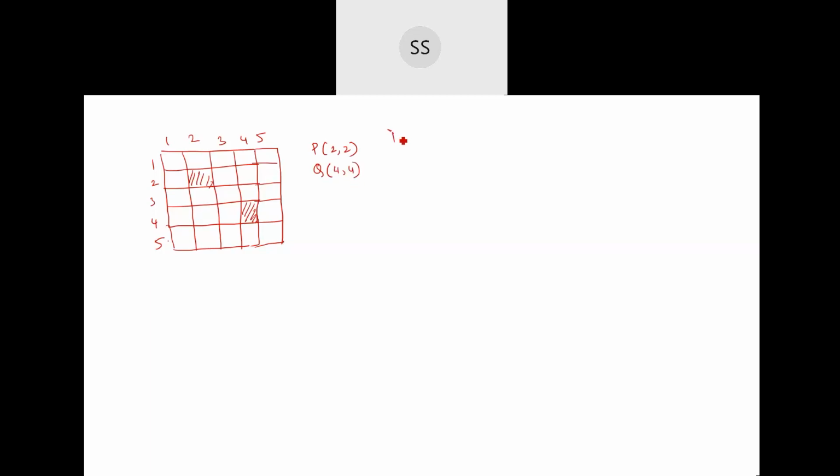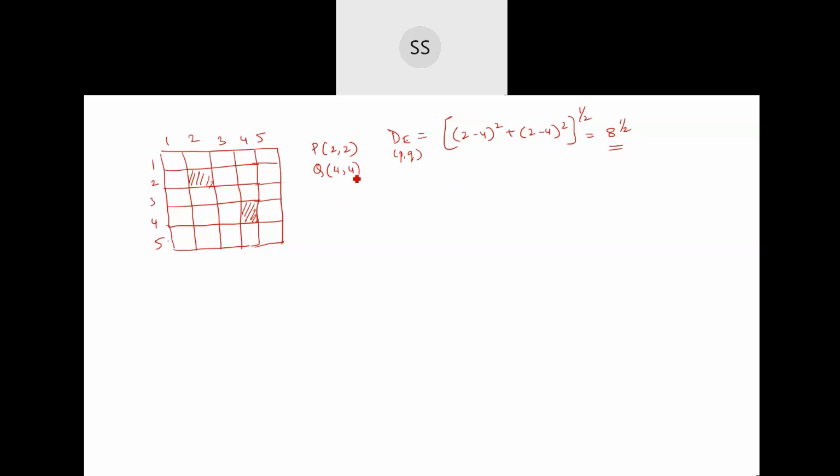Now if I try to find the Euclidean distance between both of them, that is the difference in the x value between P and Q. That is 2 minus 4 the whole squared plus 2 minus 4 the whole squared, the whole raised to half. 2 minus 4 is 2 in magnitude, 2 squared is 4, plus again 4, so 4 plus 4 is 8, and 8 raised to half is the Euclidean distance. That is the distance between the two pixels.